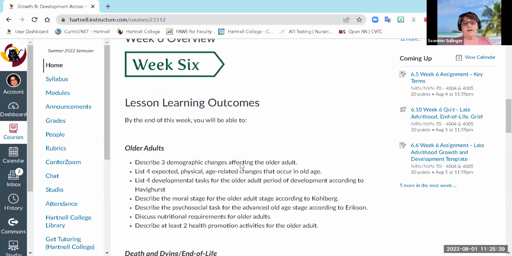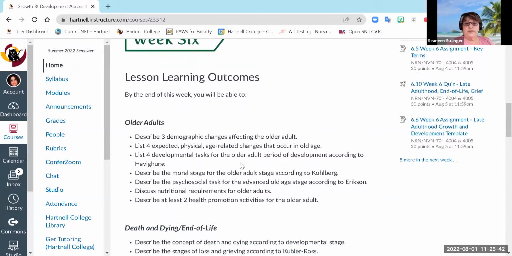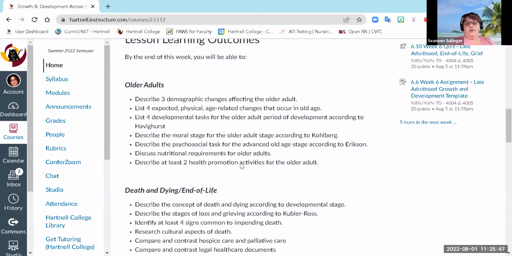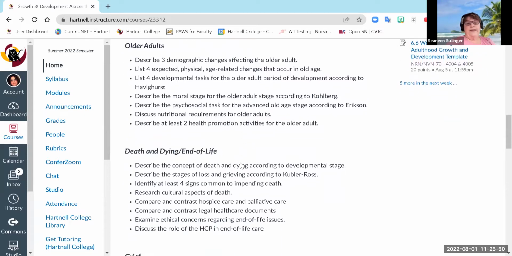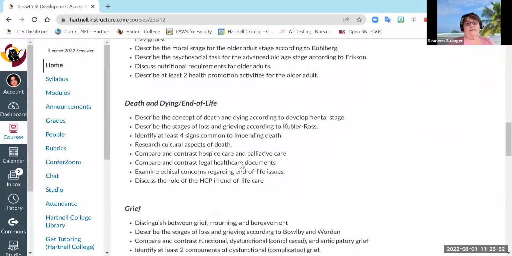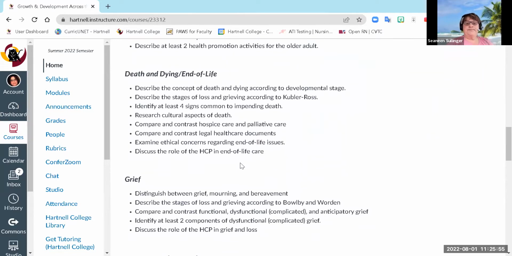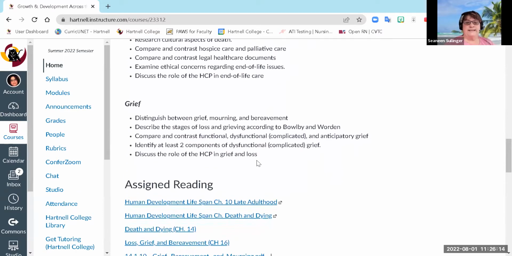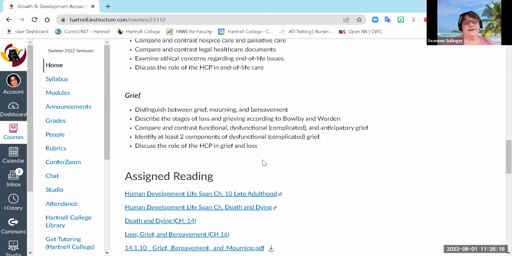For this final week, we are going to look at older adults and physical changes, developmental tasks for the older adult, nutritional requirements, health promotion, and then we're going to move into end of life, death and dying, and grief, especially in this time coming out of the pandemic. I was just at a retreat this weekend and we talked about grief and how to work through grief over what we've experienced the past couple of years as healthcare providers. So that will be the last piece of information that you will learn in this course.